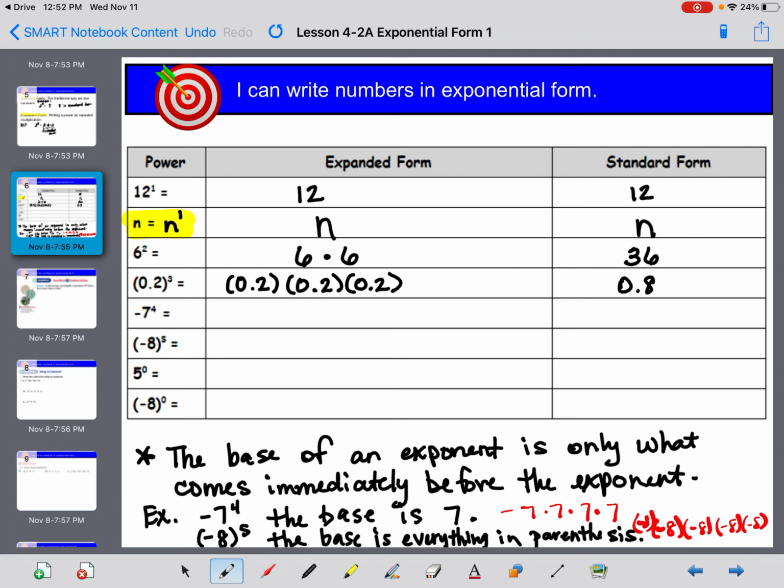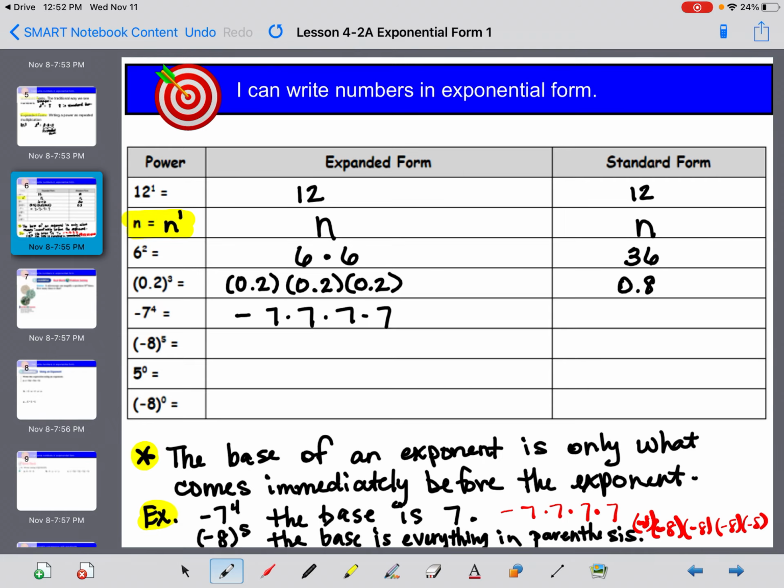Okay, so let's fill out the chart. Make sure you write these notes down. This was very, very important. This is probably the trickiest thing we'll learn today. So in this case, oops, that's the wrong way to do it. So negative sign stays here. 7 times 7 times 7 times 7.